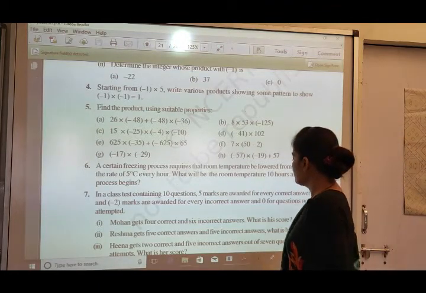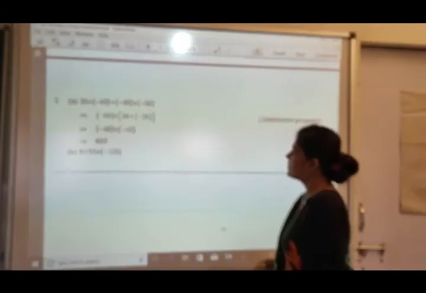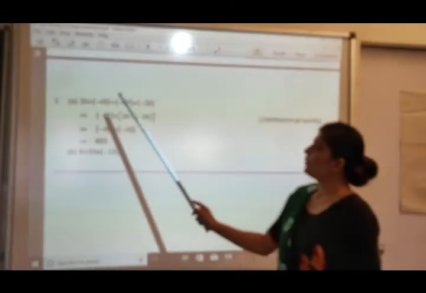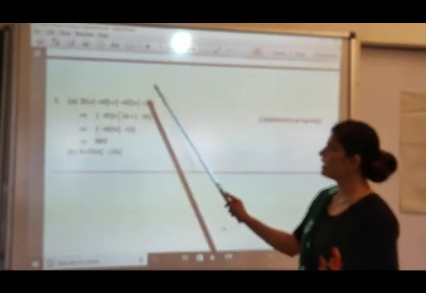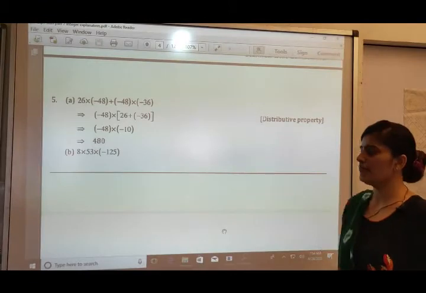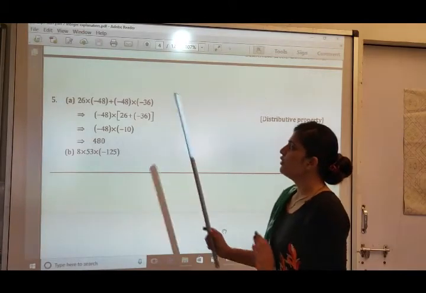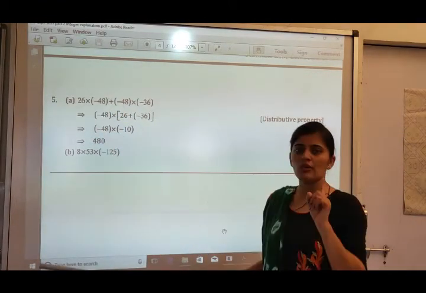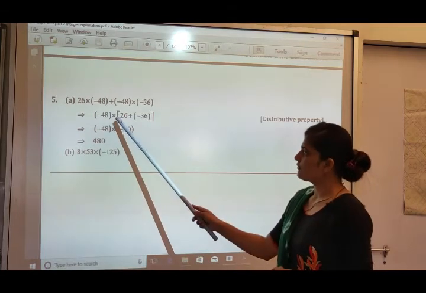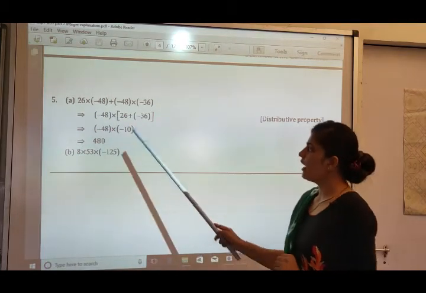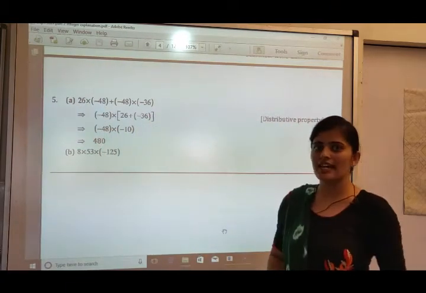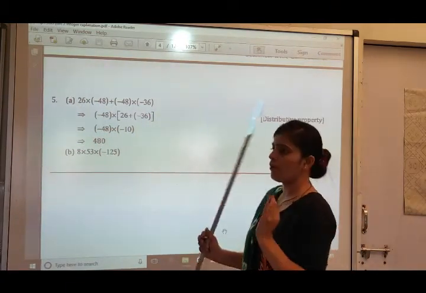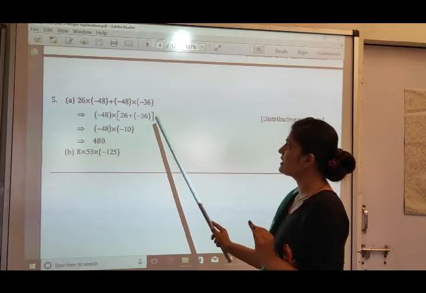So what we will do? Minus 48 is with the 26 and it is with the minus 36 also, in the multiplication form. So we will put minus 48 only once, afterwards the multiplication sign. After that, 26 and minus 36 are left over, so we will write them in the box bracket, 26 and minus 36.